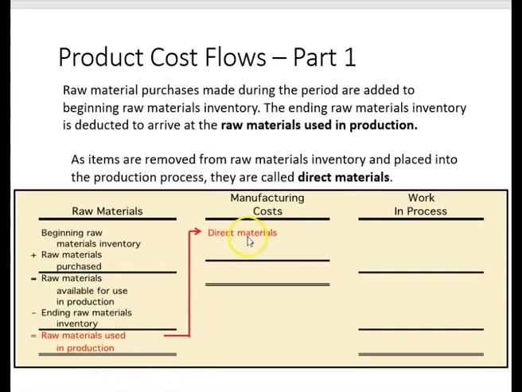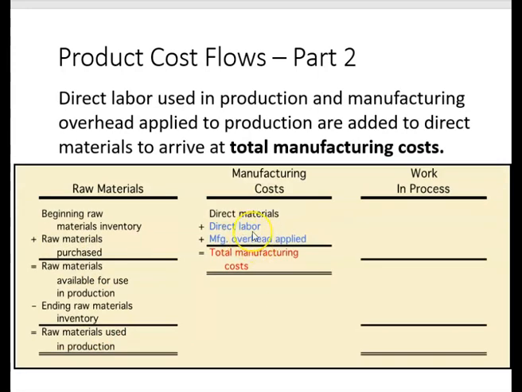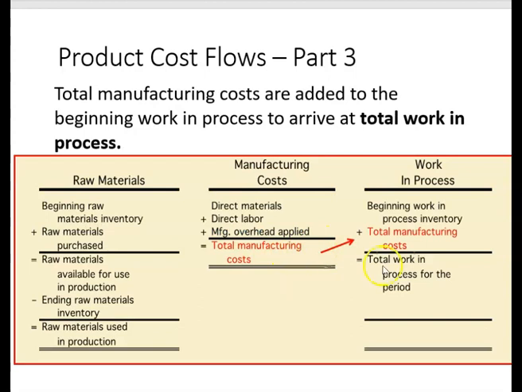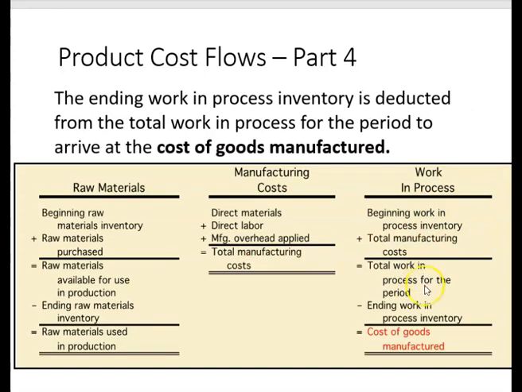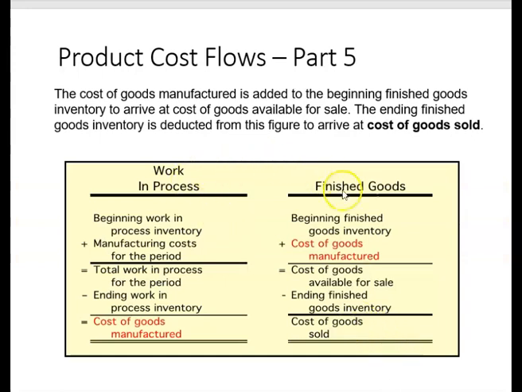All right, so that's going to tell you how much direct materials to put here. Then we're going to add direct labor. They usually just give you that number. Then they're going to tell you how much manufacturing overhead we have, and that gives you your total manufacturing costs. Then we come over here and we say, okay, we got our total manufacturing costs. We actually had some at the beginning, so we're going to add in what we started with, the beginning work in process. And that's going to give us our total for the period. And then we subtract out our ending work in process, and that gets us to our cost of goods manufactured. All right, that's how to calculate cost of goods manufactured.